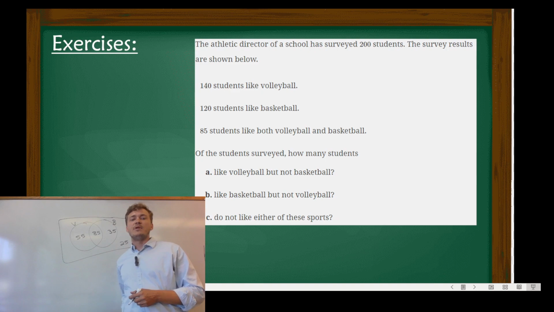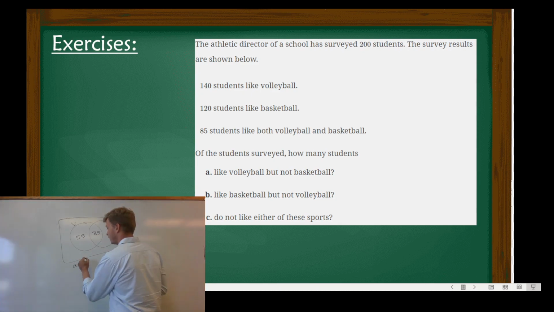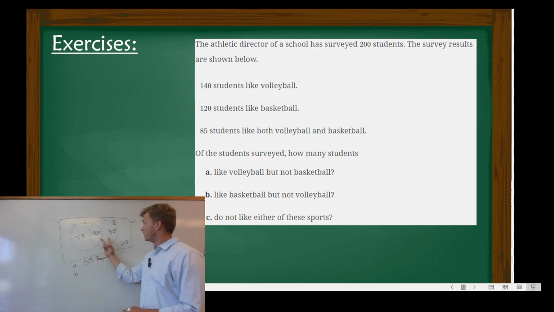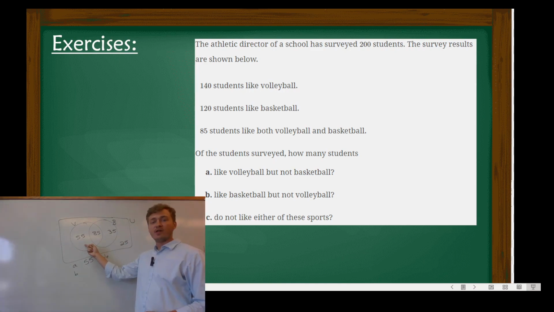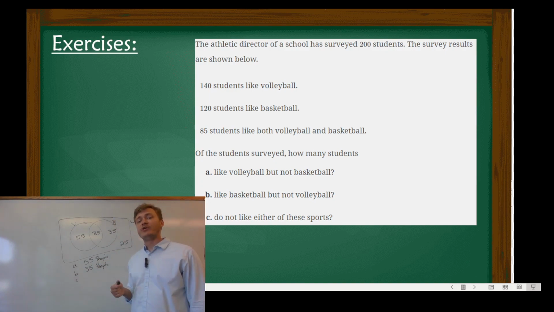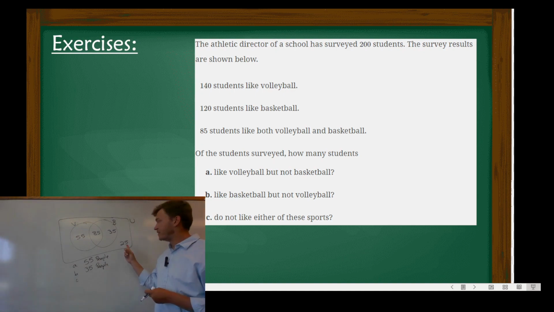Part A says, how many students like volleyball but not basketball? Well, these like volleyball, but these also like basketball. So for part A, we just want 55. Part B, how many people like basketball but not volleyball? These people like basketball, but these people also like volleyball, so take them out. Part B, we want 35. Part C, as we found, how many people do not like either of these sports? That was the remaining individuals for the 200. We found that to be 25.